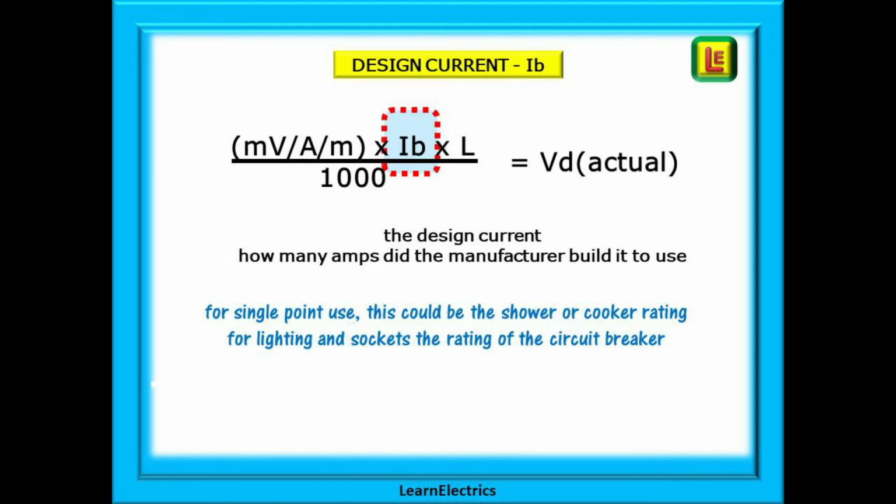Next is the term IB. This is the design current. How many amps did the manufacturer build it to use? Think of the design current as B for build, the build current. For a single point of use, this could be the actual shower or cooker rating. For lighting circuits and sockets, we might prefer to do the calculation using the rating of the circuit breaker.